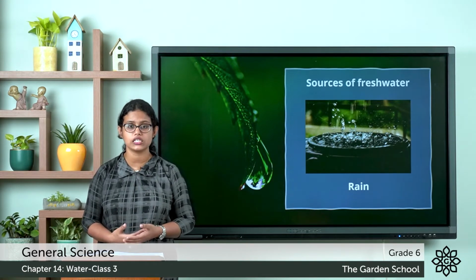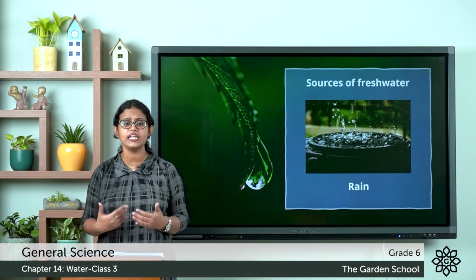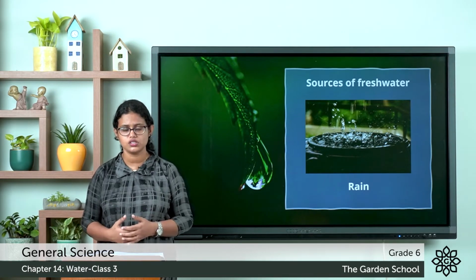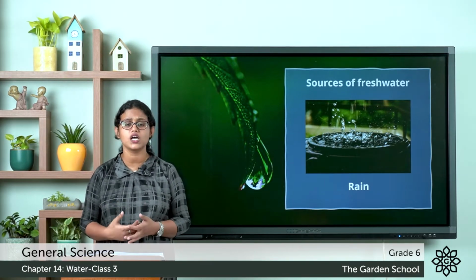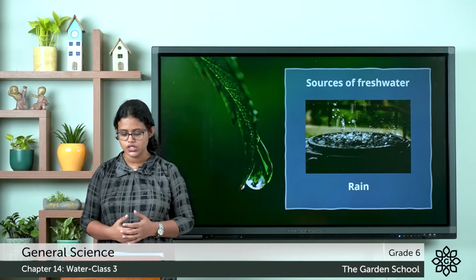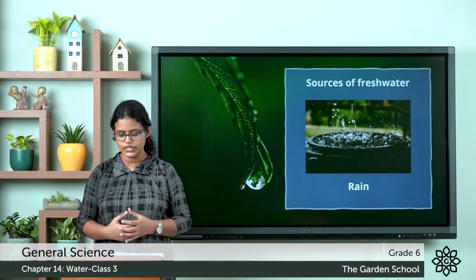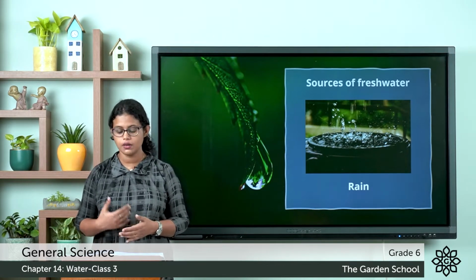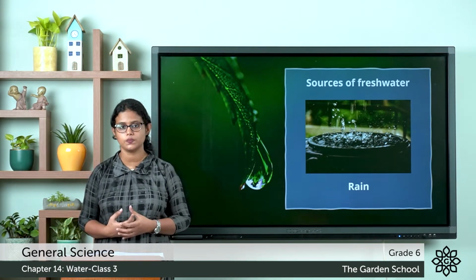Then what about deserts? It gets very little rain. Then what about coastal regions? So the coastal regions receive a good amount of rain. So it does not rain evenly all over the world. Rain is one of the main sources of fresh water.